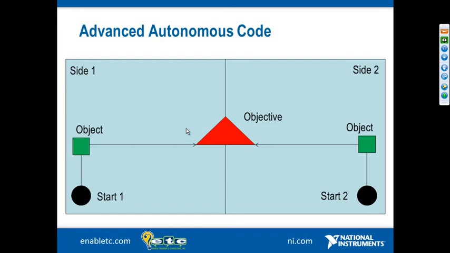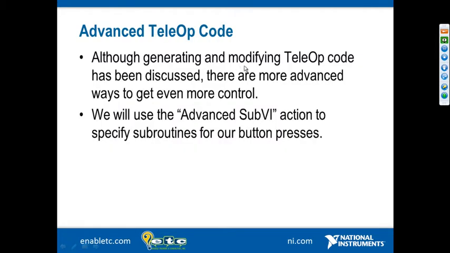Okay, so the next topic that we're going to talk about, as Ben said, is the advanced teleop code. So we've already talked about generating teleop code, and we've also talked about modifying teleop code to give it some more advanced controls. But there are more advanced ways to get even more control that we kind of skimmed over, particularly the advanced sub-VI action when you're defining actions in the remote control editor.